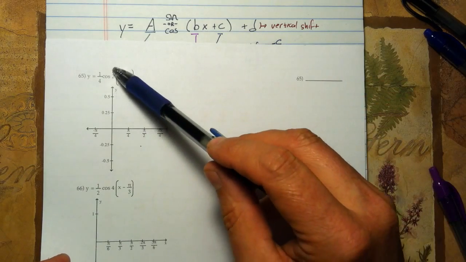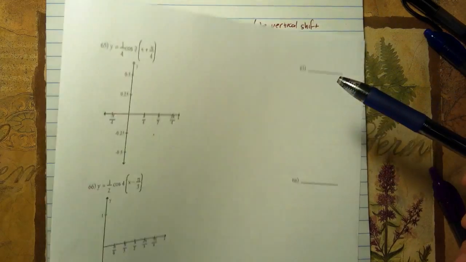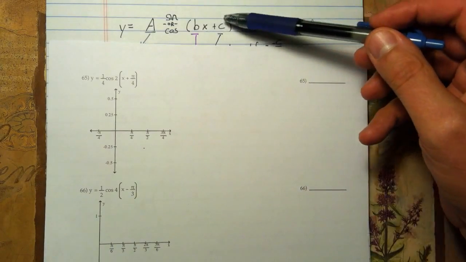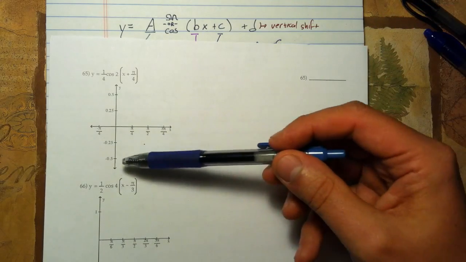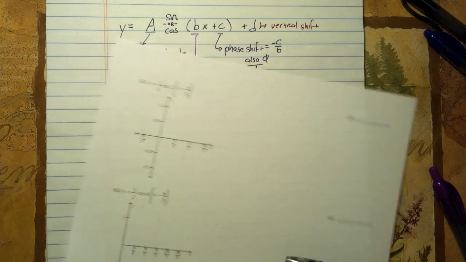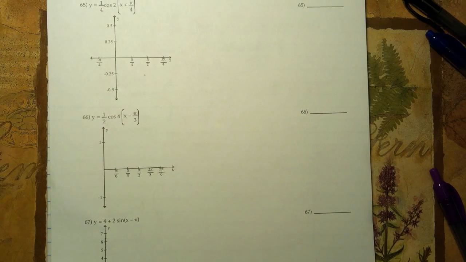Now actually on this one we need to distribute the 2 first so that it can match this format more closely. Same with this one, we're going to distribute the 4 first, and then it will match bx plus c. So the b will be 4, and the c will be 4 pi over 3. Actually, negative 4 pi over 3. On this one, we don't have to do that. There's nothing to distribute out here.